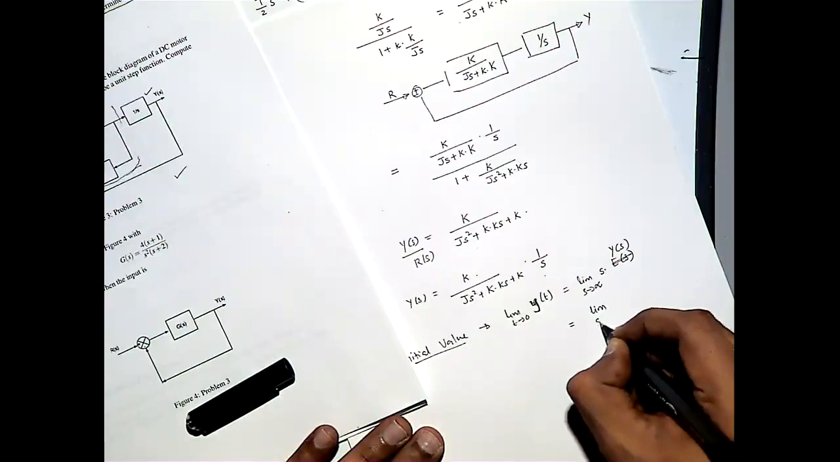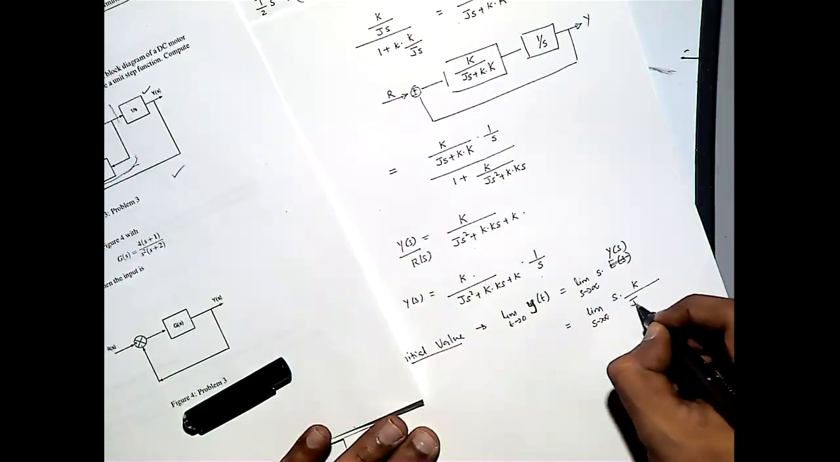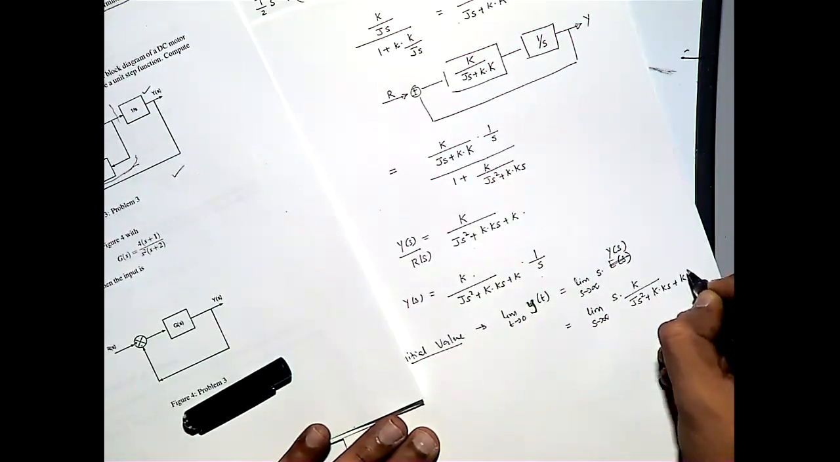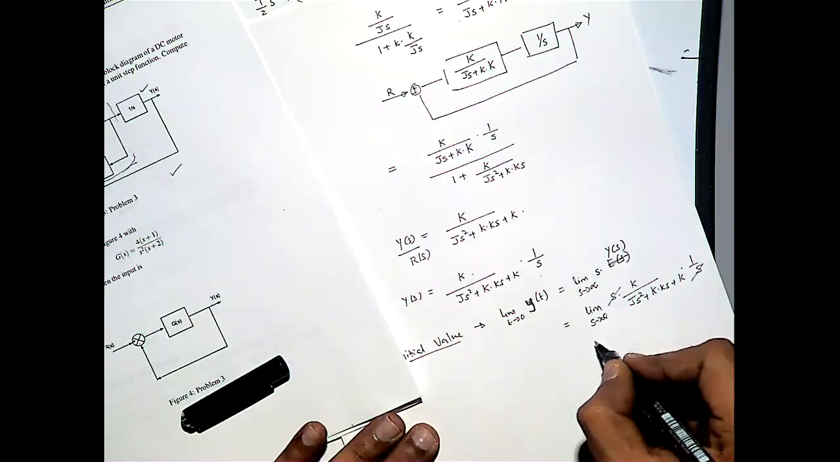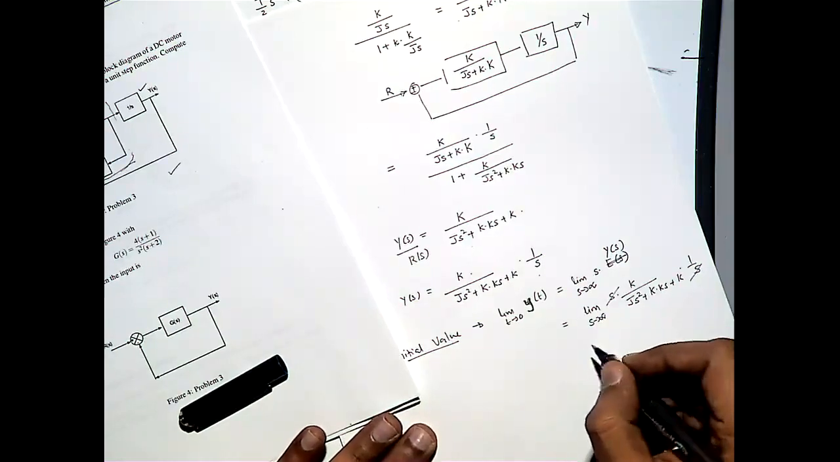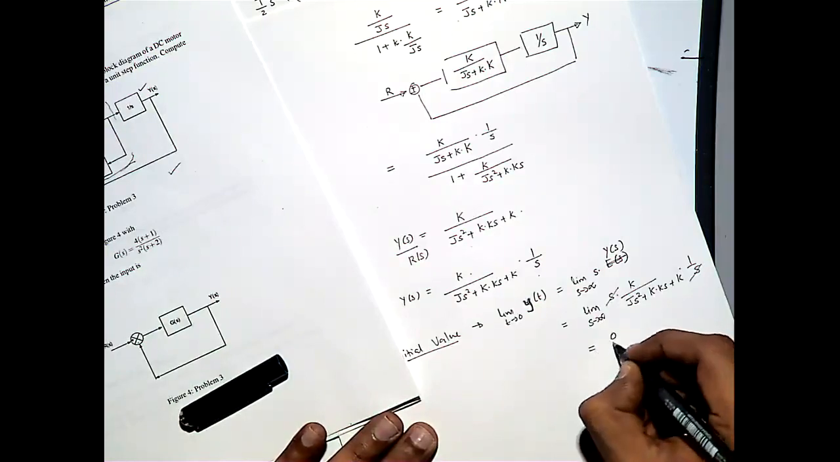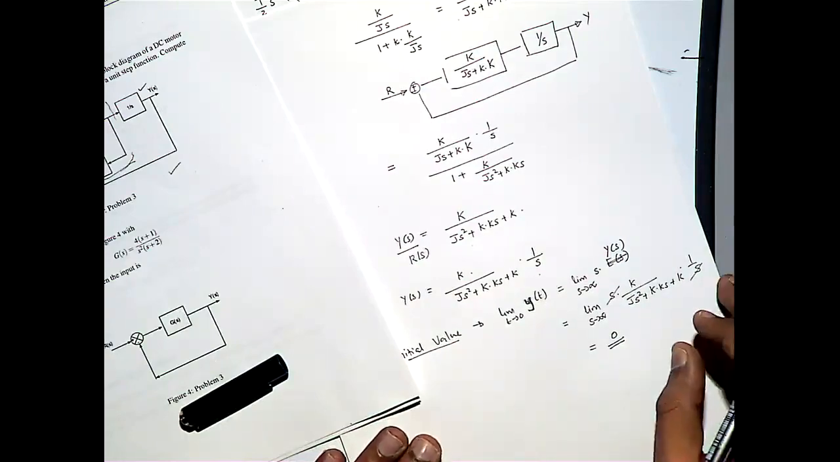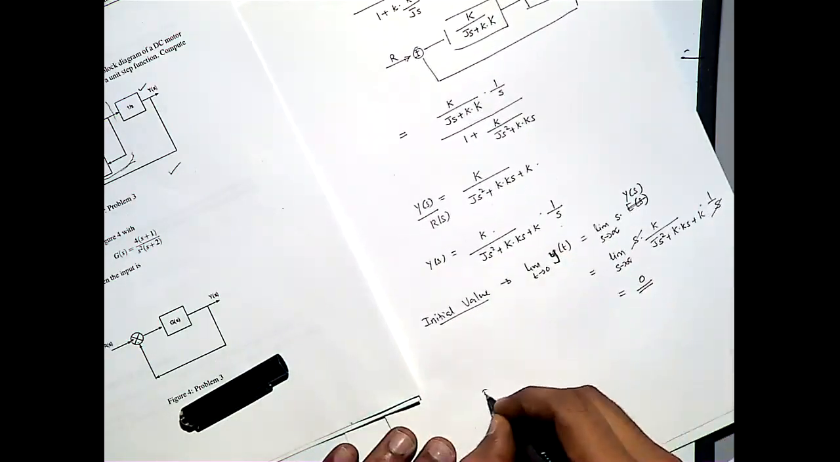When you do this, you get limit s tends to infinity s times K divided by J s square plus capital K small k s plus K, times 1 by s. This s and this K cancel off. When s goes to infinity, what is this one? 0. Because s is not going to 0, s goes to infinity. 1 by infinity is 0. Okay. So that is the initial value.